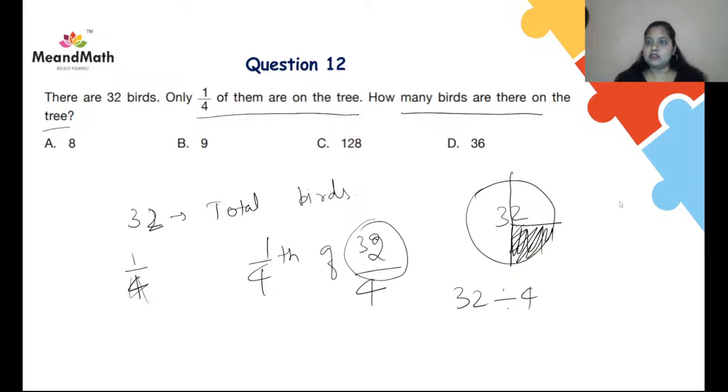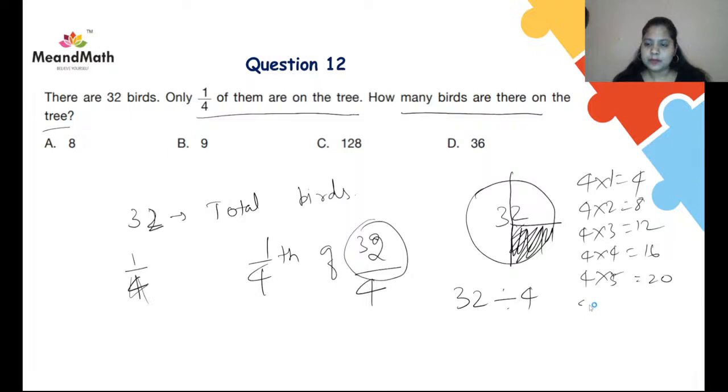So, we will find out in which 4 table 32 comes. Now, 4 ones are 4, 4 twos are 8, 4 threes are 12, 4 fours are 16, 4 fives are 20, 4 sixes are 24, 4 sevens are 28, 4 eights are 32.